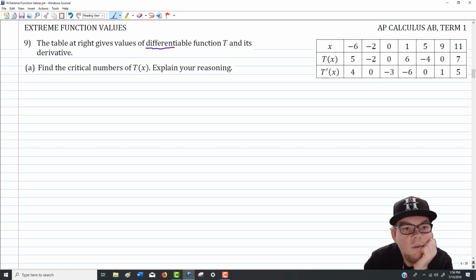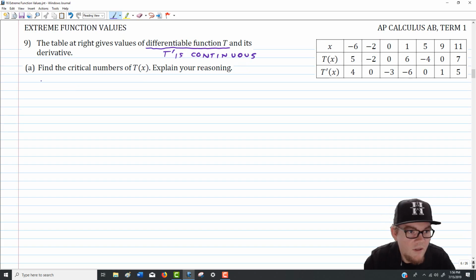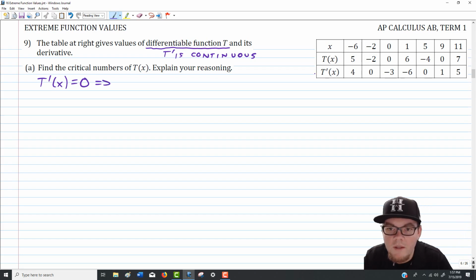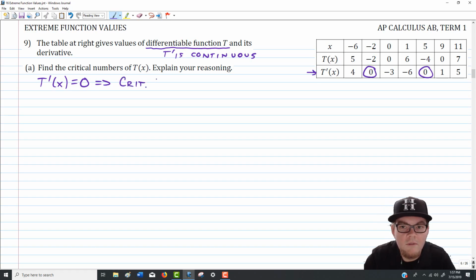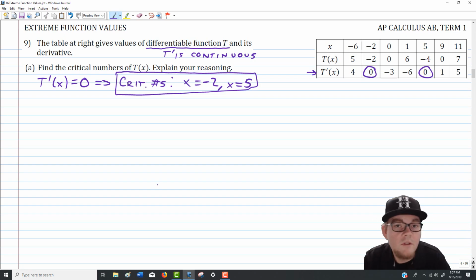So in this case, since we have a differentiable function t, that means t prime is continuous. It does also mean t is continuous, but I'm getting ahead of myself a little bit. So if t prime is continuous, we don't have to worry about any place where t prime does not exist. That means we're looking for all of the places where t prime of x equals 0. So we want t prime to equal 0. I see 2 values. So with that in mind, it looks like we're going to have critical numbers of x equals -2 and x equals 5. So nothing super involved to attack in question 9a, but it is important to be aware of how to approach this question when it's presented numerically, for sure. But again, we only have 2 critical numbers, -2 and 5.